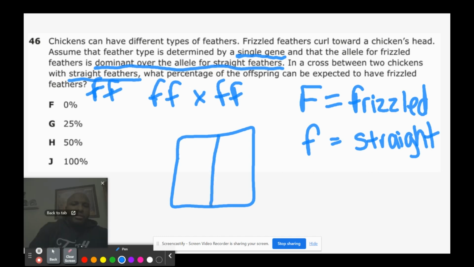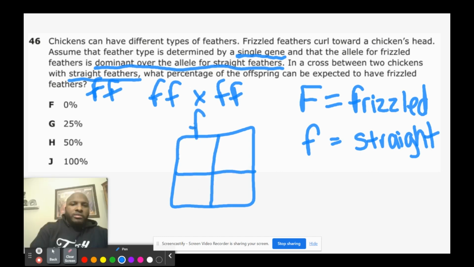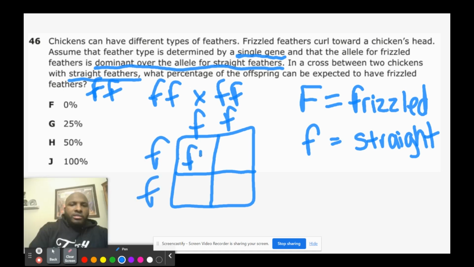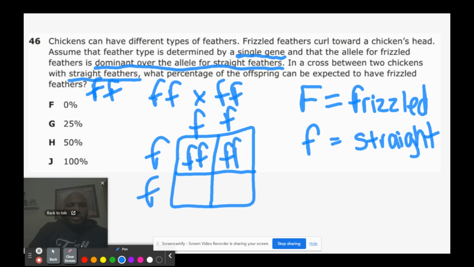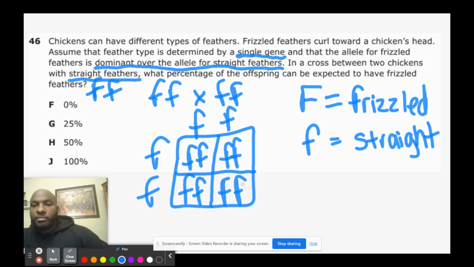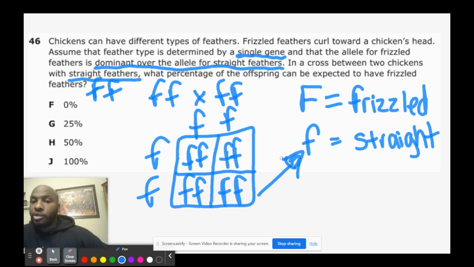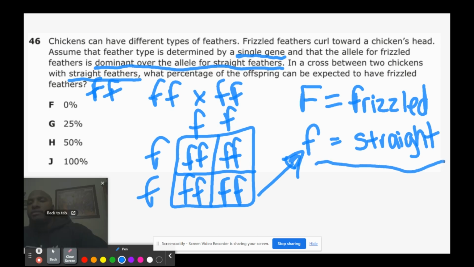Make my Punnett square here. Little f. And then just go to my boxes. Based off of my Punnett square, my cross, what I have is little f in every box, which means that based off of that, the feathers would be straight, right? Because we have two recessive alleles, or two lowercase letters. So all these offspring are going to have straight feathers.